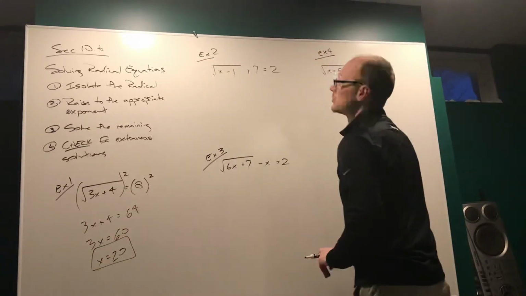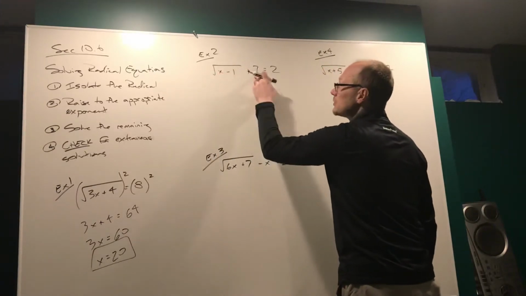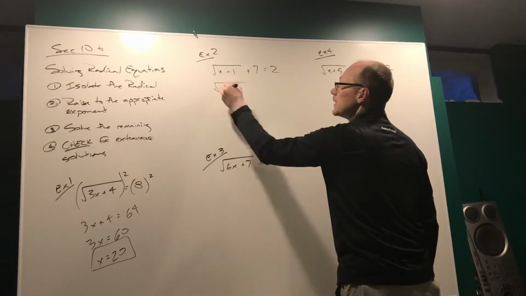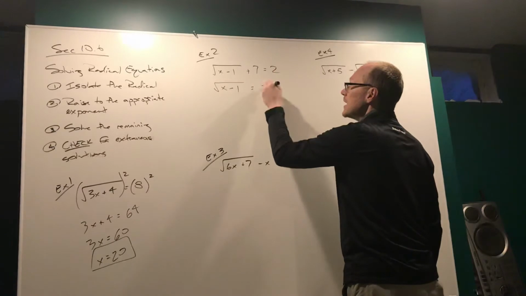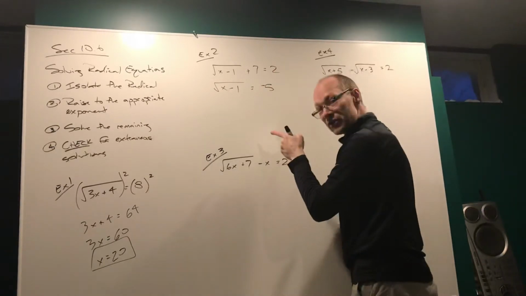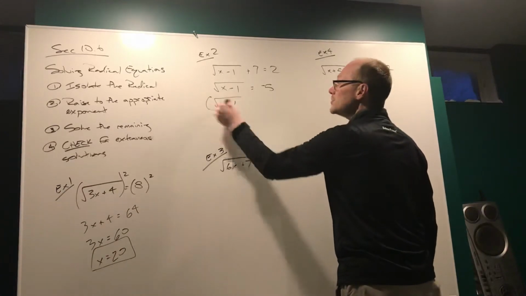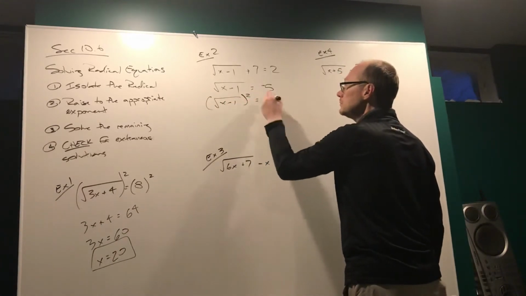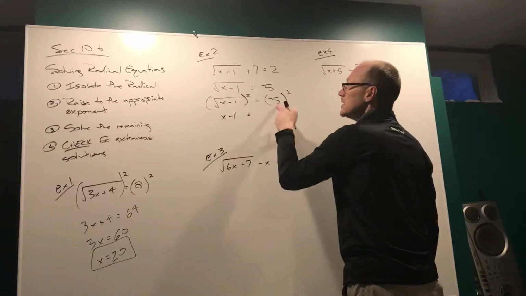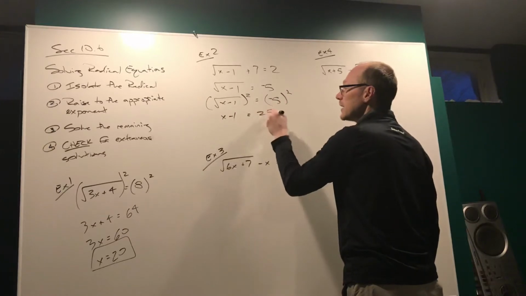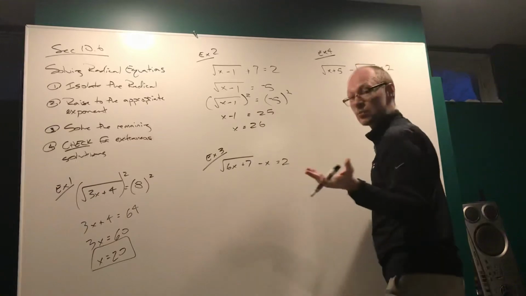Let's check out example number 2. First step, isolate the radical. The radical is not by itself, so I'm going to subtract 7 from both sides. Square root of x minus 1. When I subtract 7 from both sides, 2 minus 7 is negative 5. There's your first sign of trouble. But let's continue on through. I'm going to square both sides right here. And when I square the square root, I get x minus 1. Negative 5 squared is 25. I'm going to add 1 to both sides, get x equals 26. I think 26 is my answer.